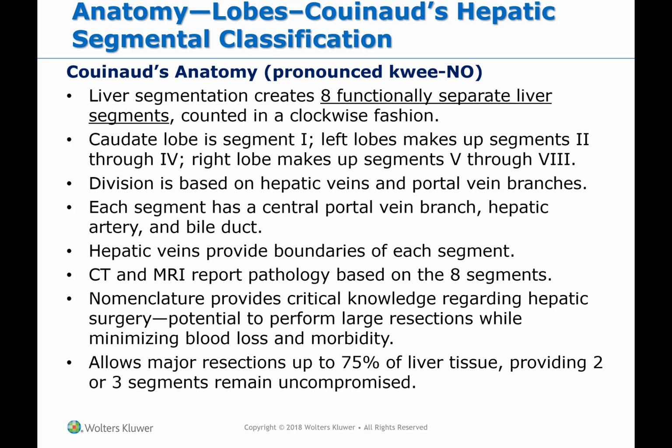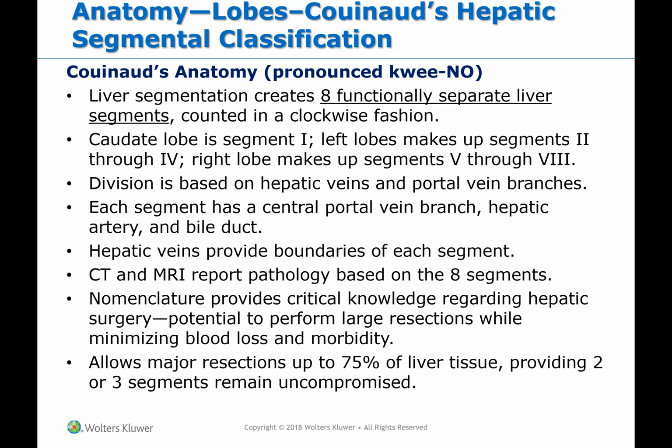So the caudate lobe is segment 1. The left lobe makes up segments 2 through 4, and the right lobe makes up segments 5 through 8. The division is based on hepatic veins and portal veins. The hepatic veins provide the boundaries of each segment. So that's how they're broken up, where the hepatic veins are making the boundaries, kind of like states.